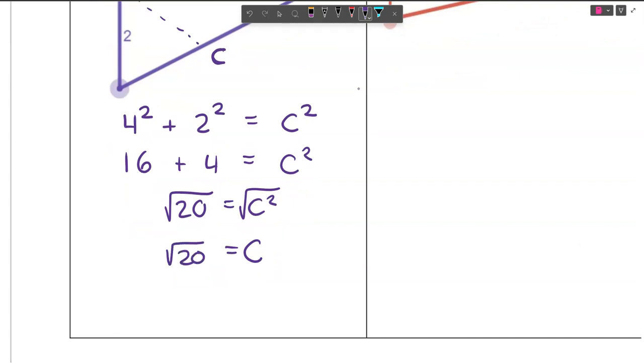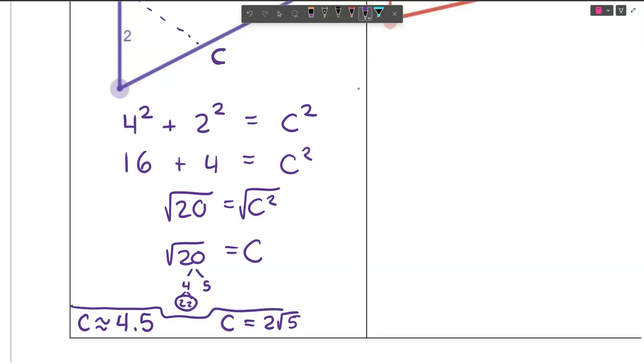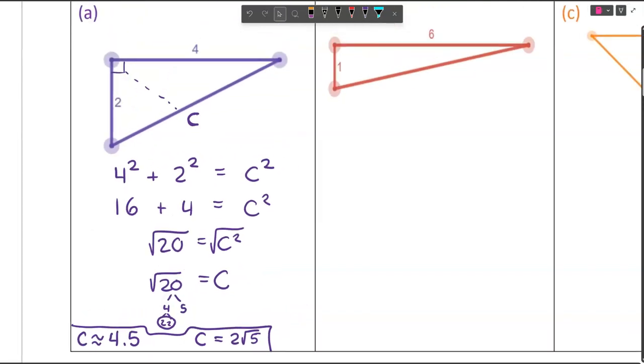Now, as a decimal, the square root of 20 is approximately equal to 4.4. So c is approximately equal to, actually, 4.47, so we'll round to 4.5. If you want to break this down as a radical, we know 20 can be broken down as 4 times 5. 4 is the perfect square, 2. So the exact answer here would be 2 root 5. So that's going to be our length for the first problem.